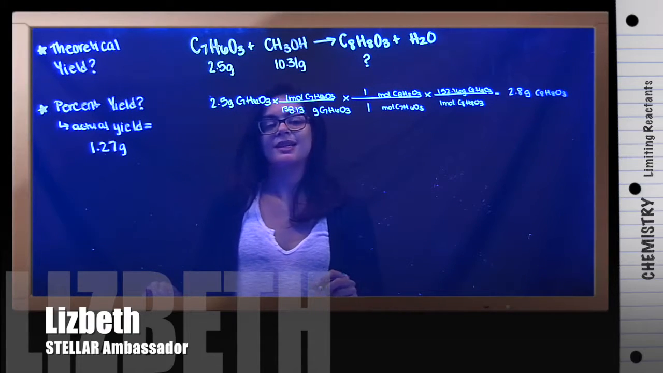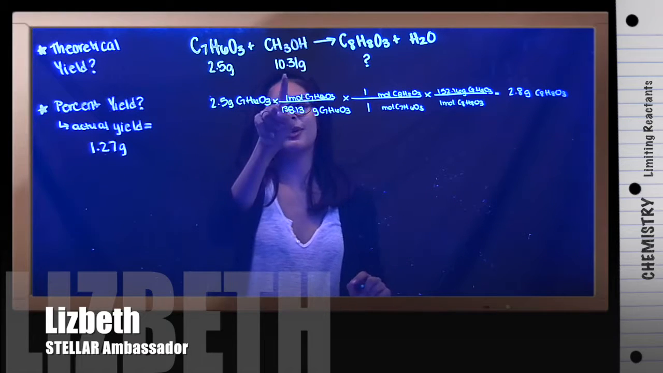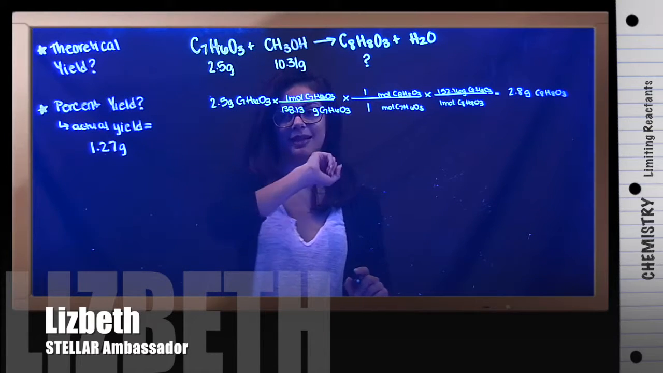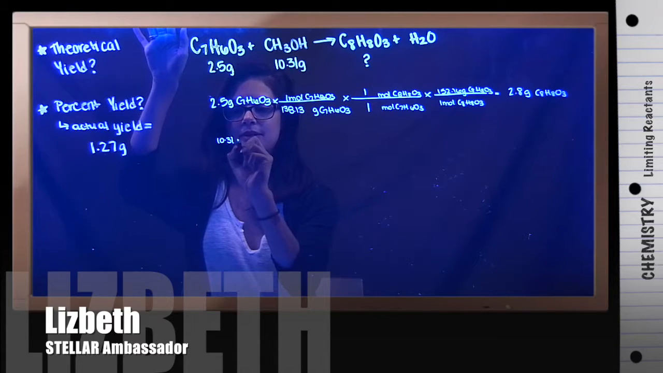All right, so you might think that's going to be our theoretical yield, but we don't really know yet. We have to make sure we convert from this guy to this guy first. So we're going to start off with the 10.31 grams of that.